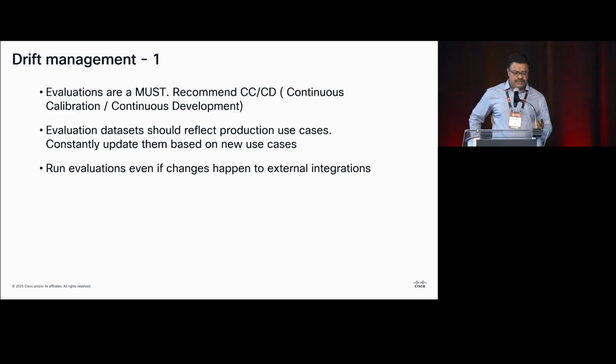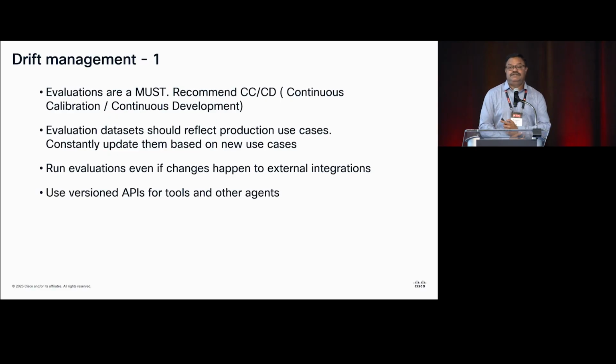And this is more important: run evaluations even if the change happens to external integrations. Typically, your CI/CD pipelines are set up so that only when your code changes, you're going to be running all kinds of tests. When some other system changes, you're not doing that. But here it's better to run evaluations even if you come to know that some other system is changing, you want to test with those systems.